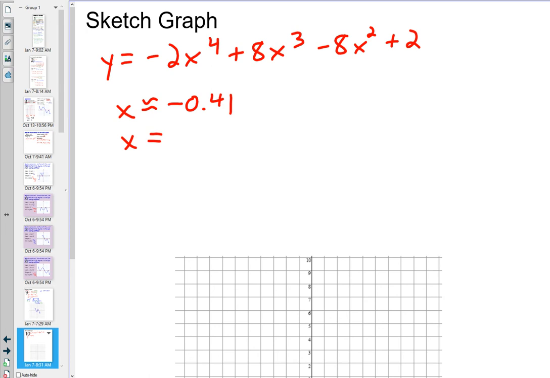You're going to have one exactly at 1. And we're going to have another one approximately at 2.41. The multiplicity of this one is 1. The multiplicity of this one is 2. The multiplicity of this one is 1.